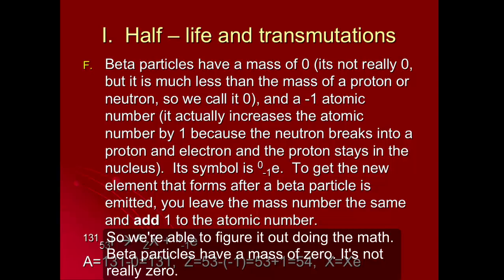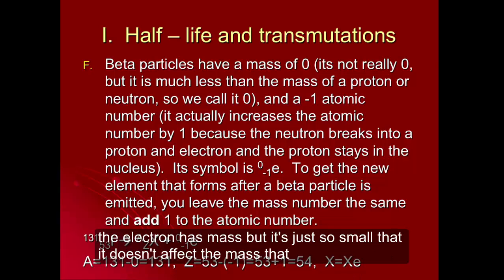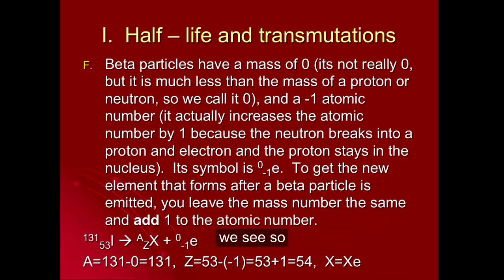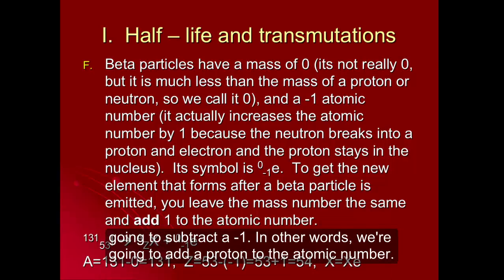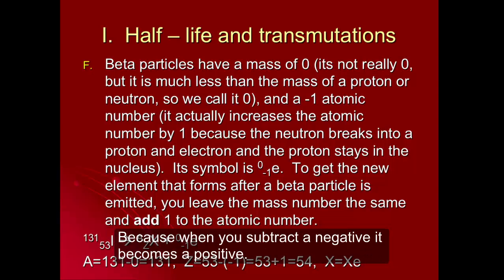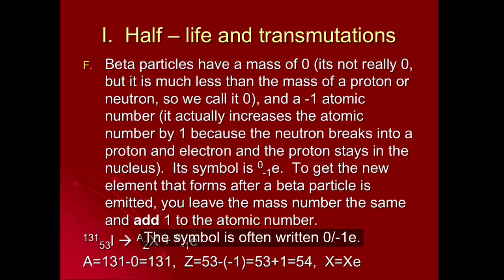Beta particles have a mass of 0. It's not really 0, the electron has mass, but it's just so small that it doesn't affect the mass that we see. So when they write them, they often write the atomic number as -1 because we're going to subtract a -1. In other words, we're going to add a proton to the atomic number, because when you subtract a negative, it becomes positive. The symbol is often written 0, -1, electron.